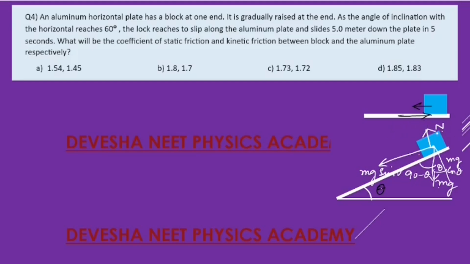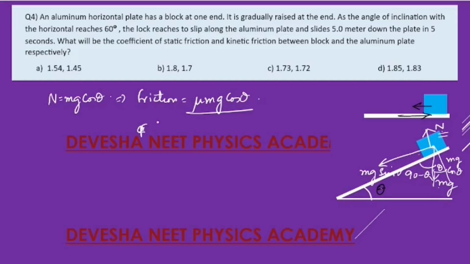So normal reaction is N here, and this will be mg cos theta. Because what is the force on this? The active force of the block, or weight of the block, acting on the body will be mg cos theta. So N is equal to mg cos theta. Then the frictional force: friction is equal to mu mg cos theta.